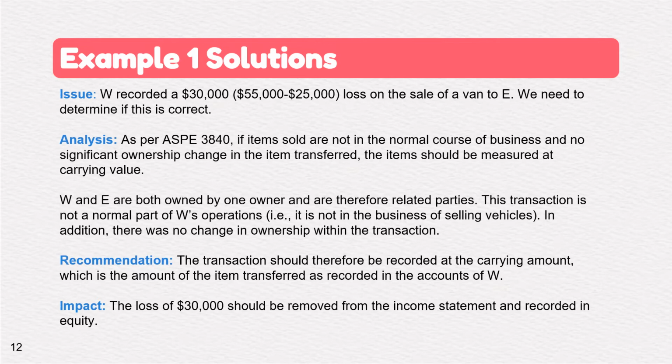W and E are both owned by the one owner and therefore related parties. This transaction is not in the normal course of business for W because they don't sell vehicles. In addition, there is no change in ownership within this transaction. As a result, I would recommend that the transaction should therefore be recorded at the carrying amount, which is the amount of the items transferred as recorded in the accounts of W. The loss of $30,000 should be removed from the income statement and recorded in equity.